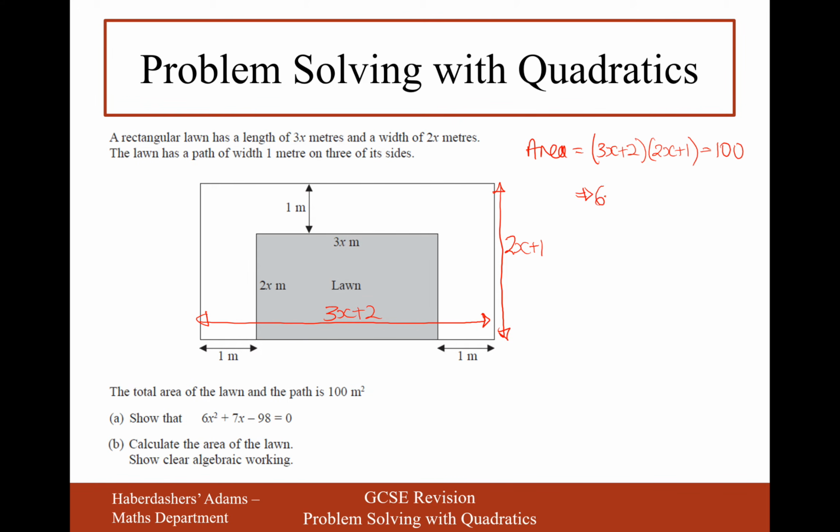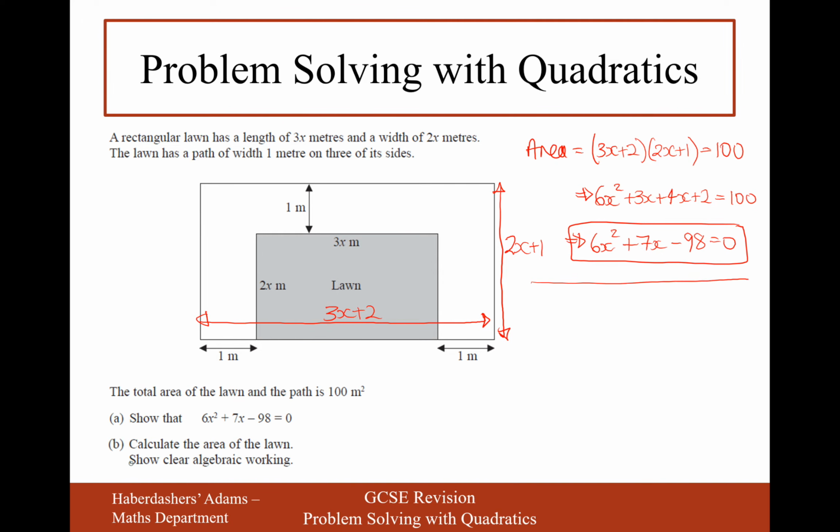So it's going to be 6x squared plus 3x plus 4x plus 2 equals 100. So that's going to give us 6x squared plus 7x. Take away the 100 on the other side, so that'll be down to minus 98 equals 0. And there we are, that's our answer to part A.